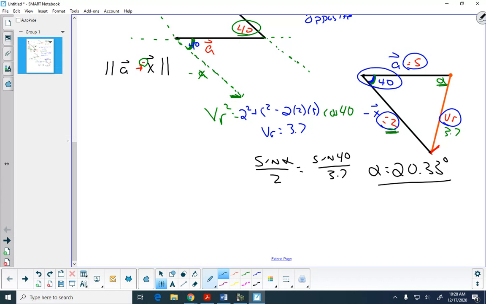All right, problem on the back, 5, 6, or 7. Before I pick one, is there anybody that has a choice? Anybody have one that they get stuck on that they want me to work on, or do you want me to pick one? All right, just take a look at number 7.